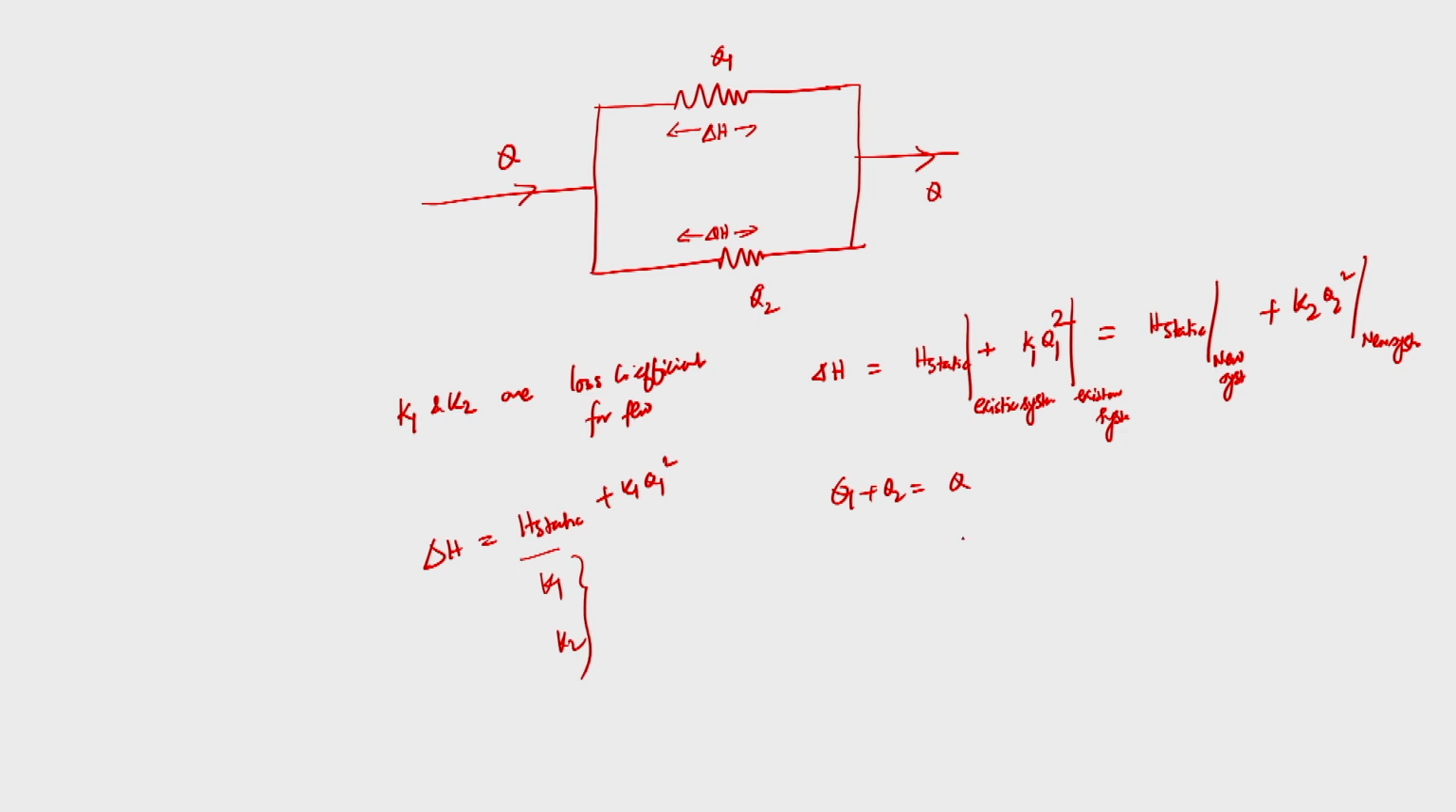If I solve this, H static for the existing system plus K1 Q1 square will be equal to H static for the new system plus K2 Q2 square, where Q2 is equal to Q minus Q1, because I know that Q2 is equal to Q minus Q1, where I know the total Q.